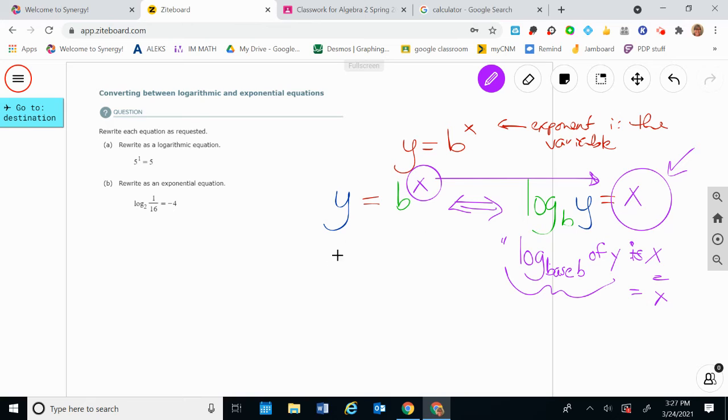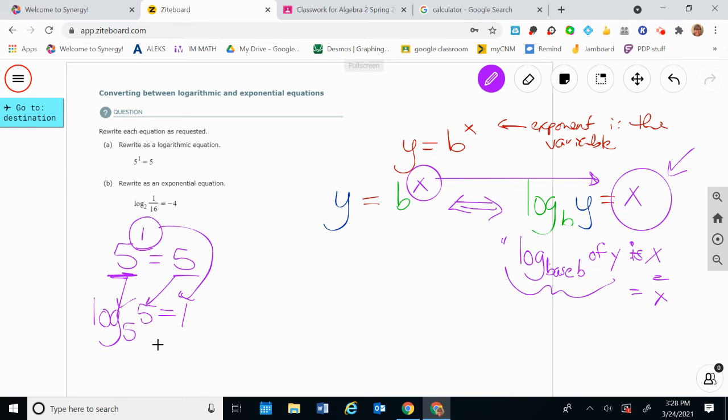It's changing this. So for example, 5 to the 1 equals 5. First of all, that's true, correct? 5 to the first equals 5. So what we want to rewrite this as, what's the base? B, right? Log 5 of 5 equals 1. Do you see it? So the 1 is the exponent, the base is the base, and the answer is here.